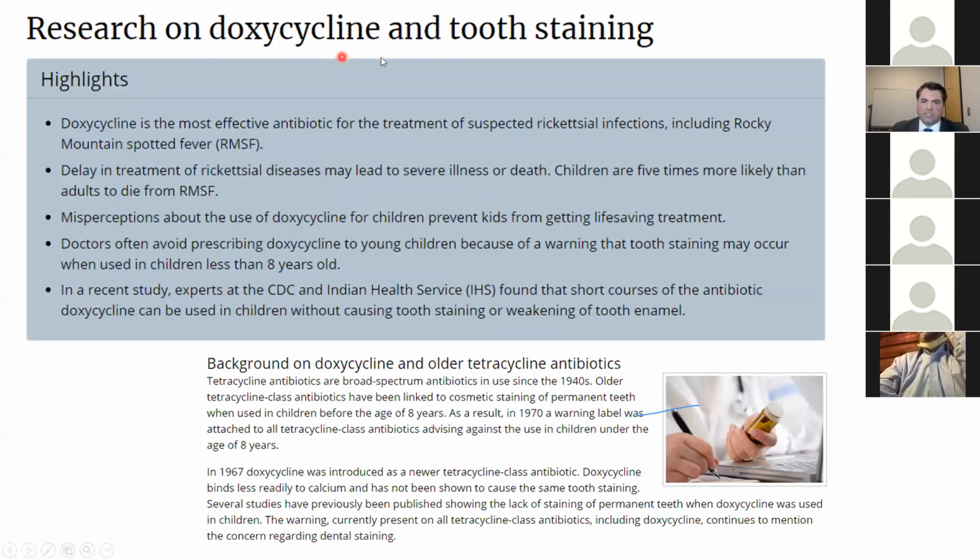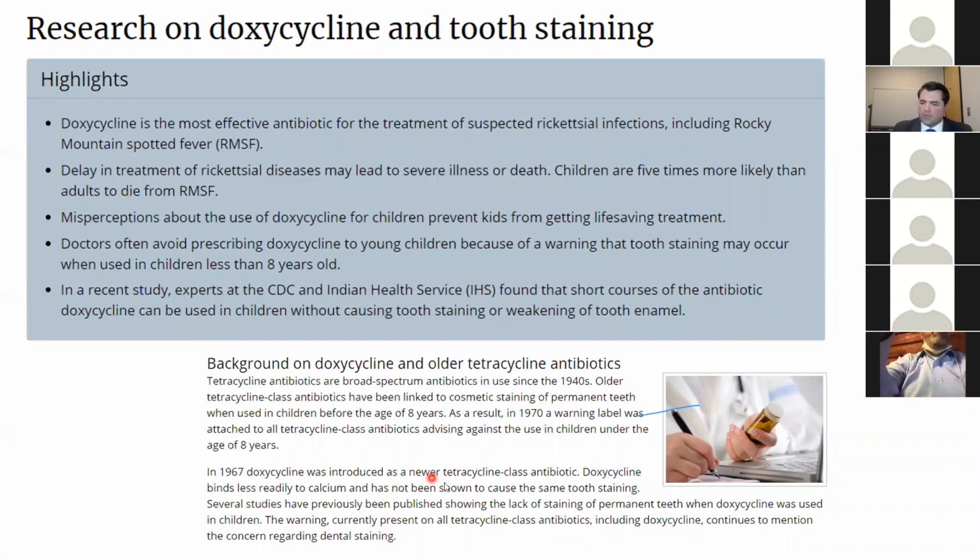Now, research on doxycycline and tooth staining. I find this to be interesting, because the background here on doxycycline and older tetracycline antibiotics, the tetracycline antibiotics first used in the 1940s, older tetracycline class antibiotics have been linked to the cosmetic staining of teeth when used in children before the age of 8. As a result, in 1970, a warning label was attached to all tetracyclines against the use in children under 8 years old.